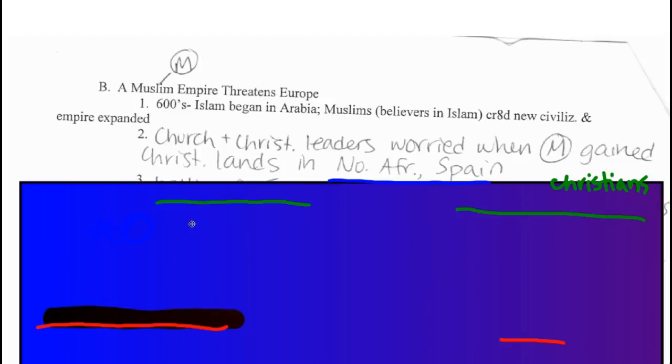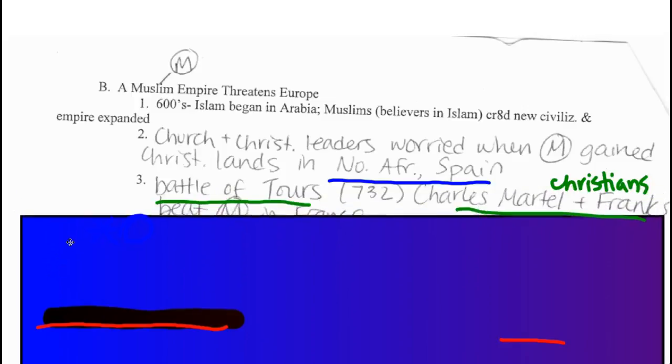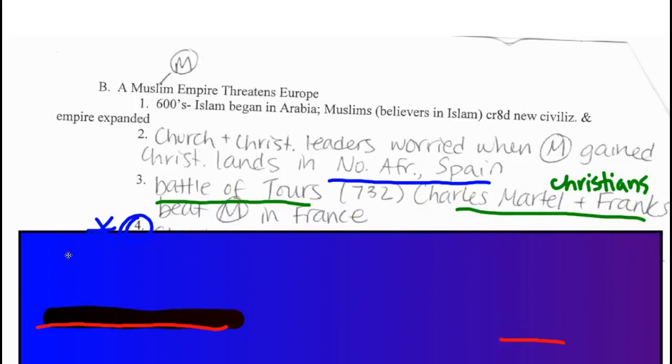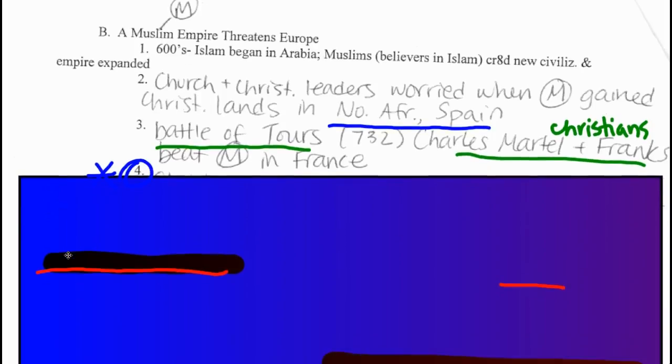So they're getting closer to Europe, and that's why the Catholic Church and Christian leaders were worried, because the Muslims are getting closer and closer to land in Europe, and the Christians thought the Muslims were a threat to their power. So there was a battle that is mentioned in the Dark Ages video, the Battle of Tours. When the book says Charles Martel and the Franks beat Muslims in France, Charles Martel and the Franks are the Christians. So this is a battle, Christians versus Muslims. The Christians end up winning. So this was good for the Christians, obviously, because the Muslims didn't gain any more land in France or in Europe.